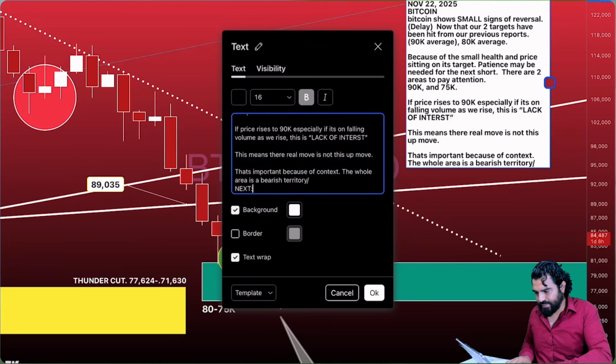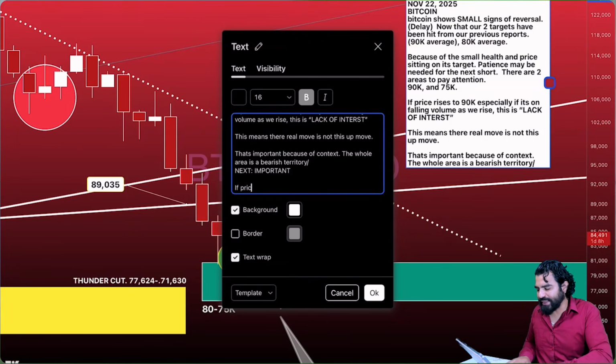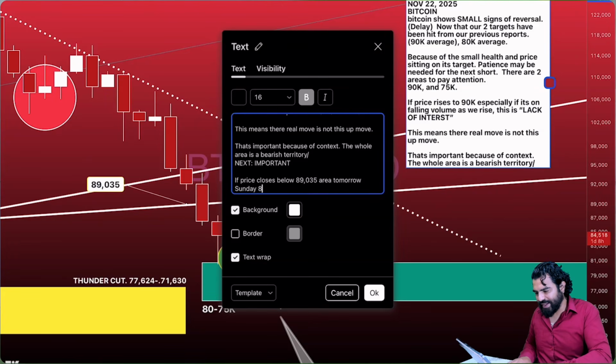Next, important. If price closes below 89,035 with a significant close, I don't want to just close on that line area, tomorrow, Sunday, 8 p.m. EST, this means that more weakness has come into the market.